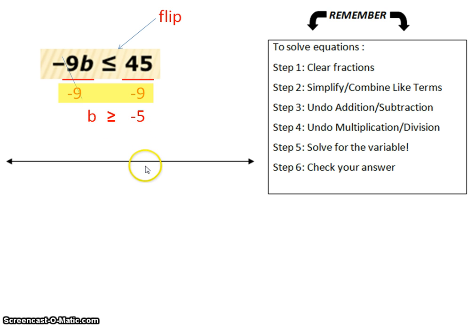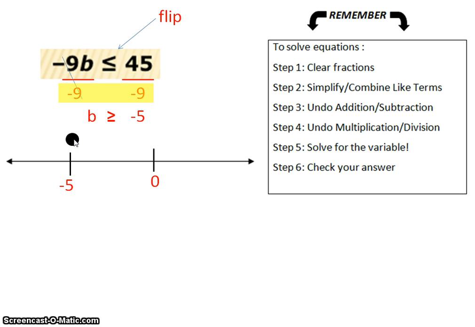Now we're going to graph this solution on a number line. I'm going to put in 0 and negative 5. Negative 5 is going to be off to the left. Let's take a look at our inequality sign. It is greater than or equal to. Because of the or equal to, I'm going to have a closed circle over negative 5. Let's test it. Let's put negative 5 in for b. Is negative 5 greater than or equal to negative 5? Yes, that does solve the inequality.